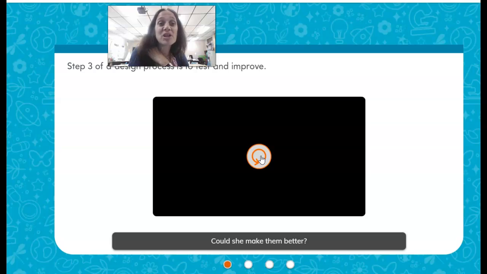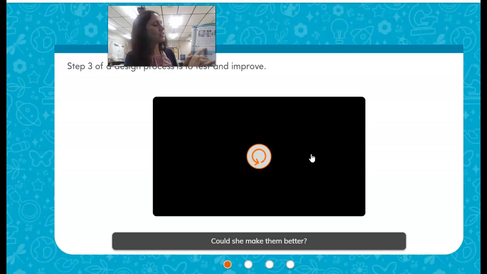Yeah, maybe she could put it in a plastic container and maybe attach the plastic container to the leash. That might be an idea. But what I want you to do is, on page 23 in your book, I want you to think, what do you do after you build your solution?